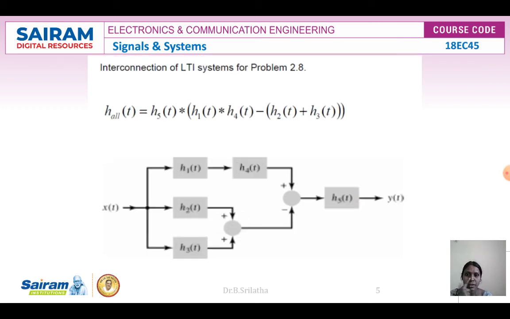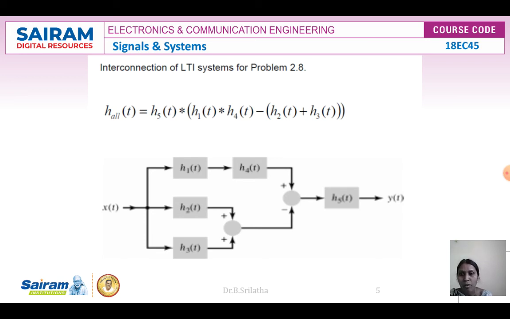Now the interconnection of LTI systems for the next problem. Here, we are going to draw one more problem. So the interconnection of LTI systems for this problem, h5 of n. Here they gave the overall system. In the previous problem they gave the block diagram, and from the block diagram we wrote the overall system response. Now suppose they give the overall system response, how do we draw our block diagram?